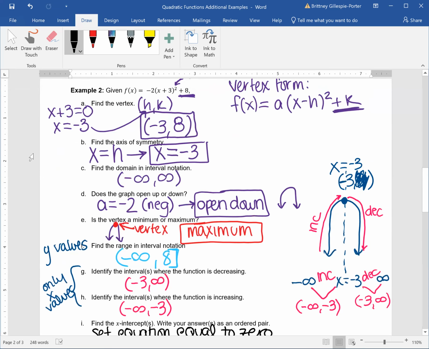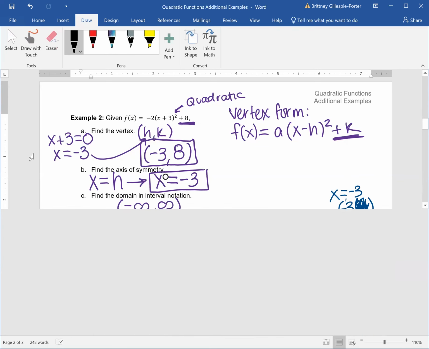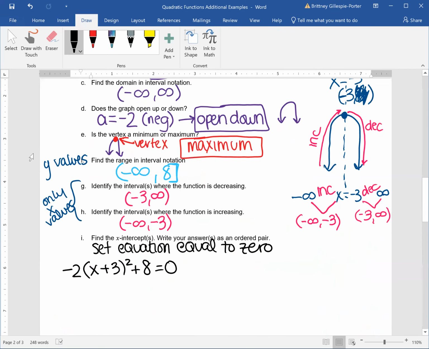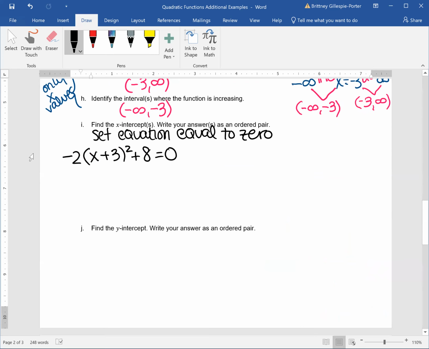I'm going to scroll up for a second. I am taking our entire equation and getting rid of the f of x and setting it equal to 0. Because we have a quantity squared in here and no variables outside of the square, we can use the square root property. Square root property says that we need to get the quantity squared by itself before we do the actual square root property. So our first step, we're going to subtract 8 from both sides.